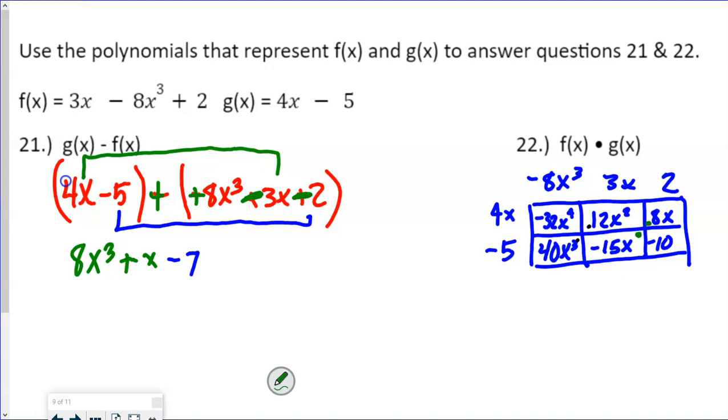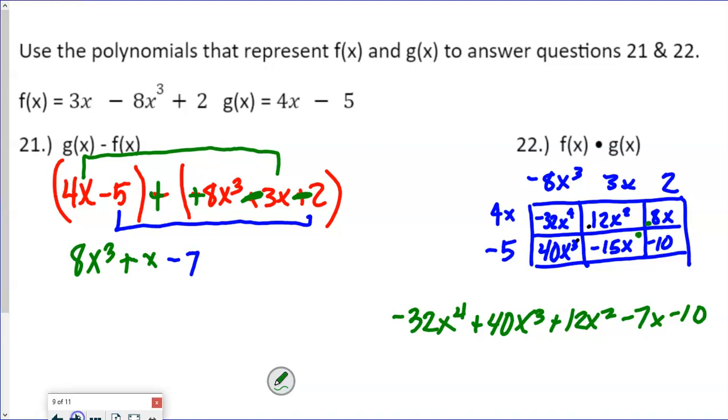Okay, so our answer is going to be negative 32x to the fourth, and then plus 40x to the third plus 12x squared. Then we got negative 15 and positive 8, so that's going to be minus 7x minus 10. So I'm going to double check with my paper to make sure I got the right answer, and I did. So that was the answer to that one, okay?